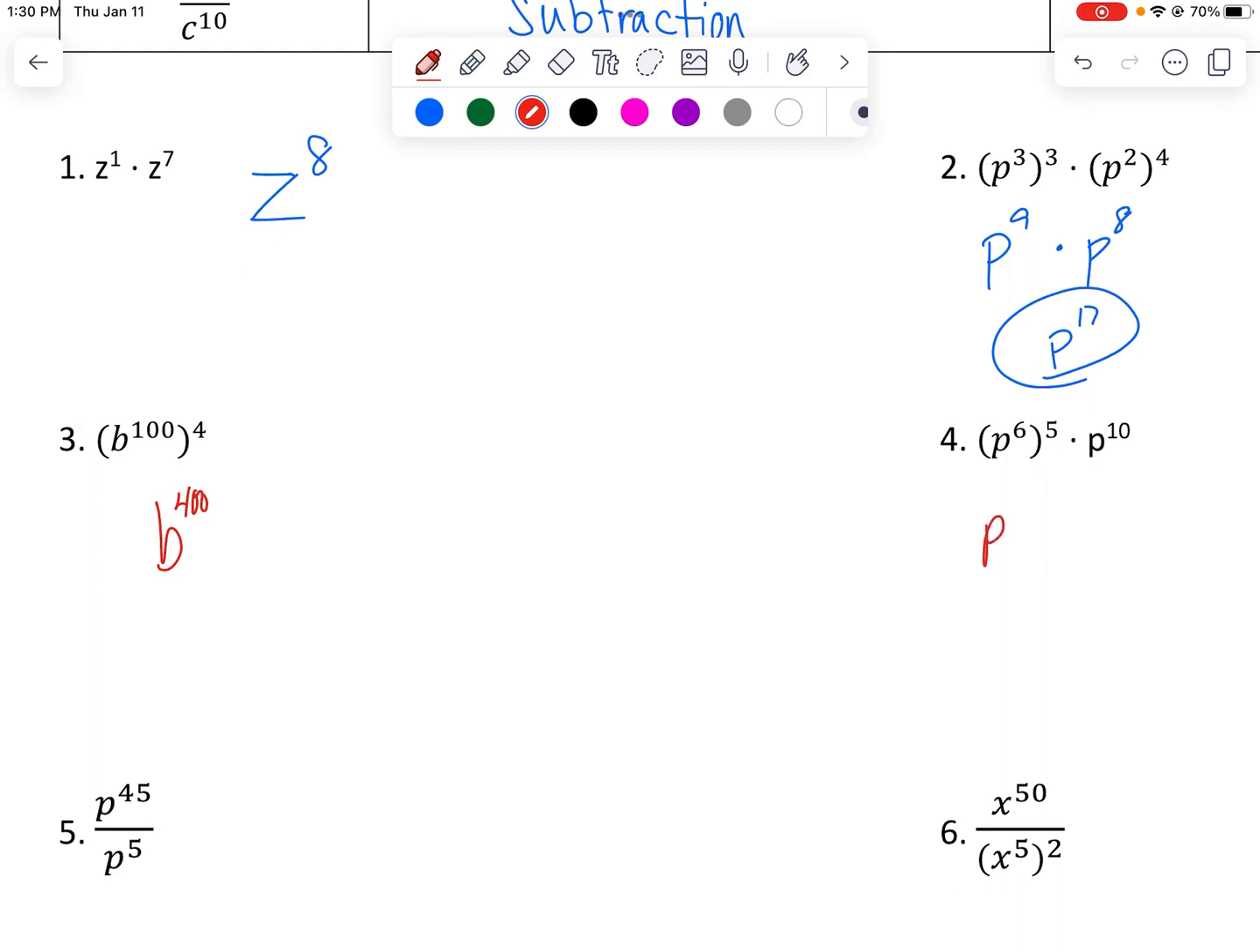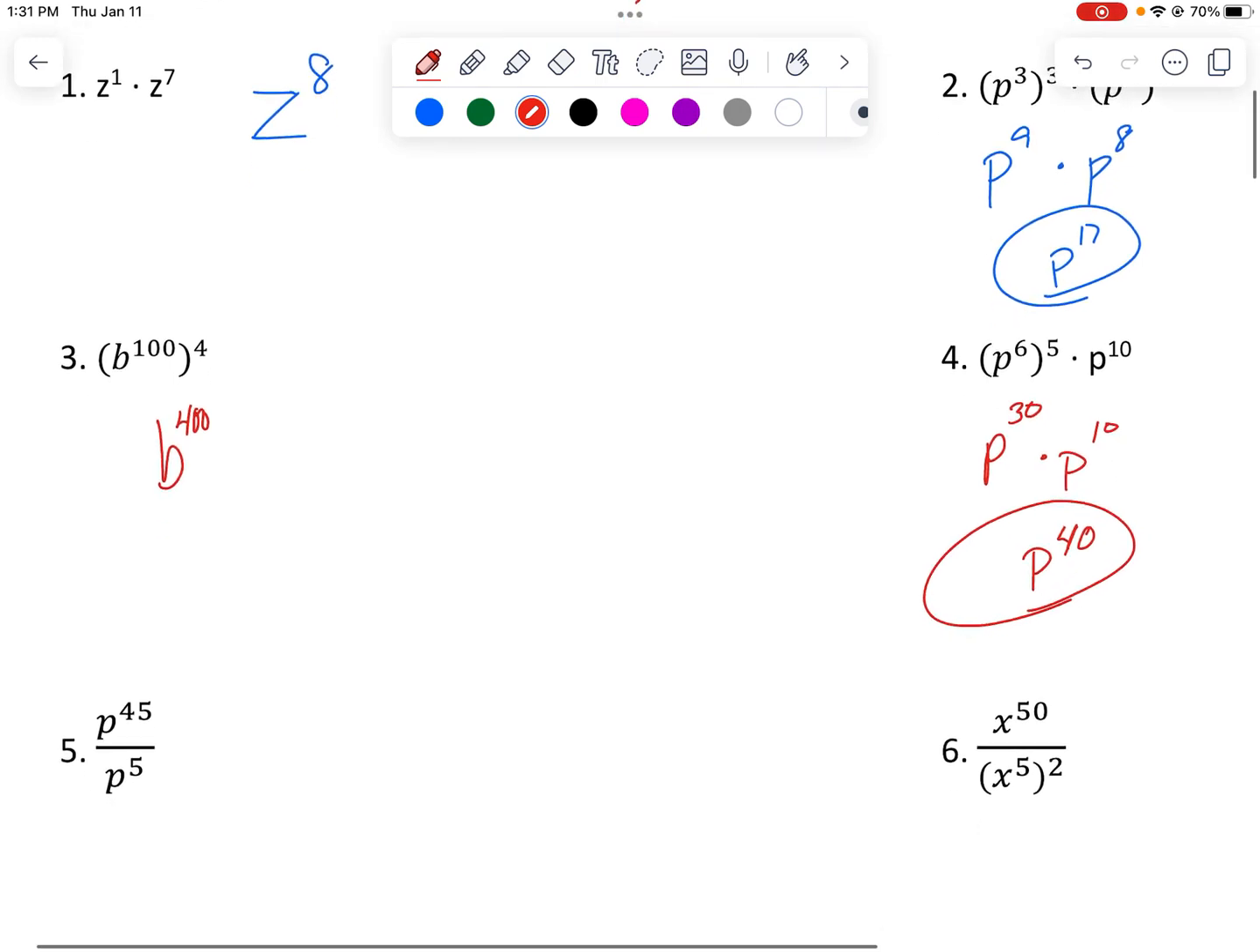So first I've got to do p to the 30th because I see 6 times 5 is 30. And then I see multiplication, so I have to add those up. 30 plus 10 gets me 40. On 5 and 6, again, same ideas as before.